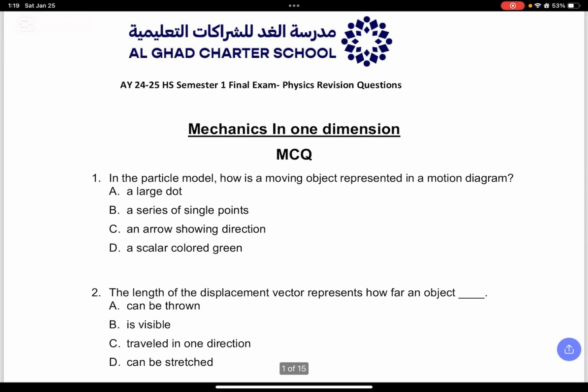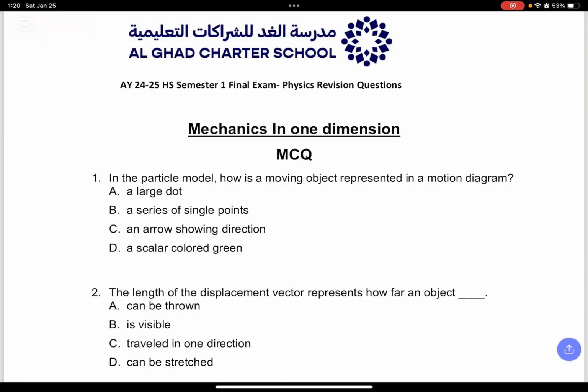In the first question, it says, in the particle model, how is a moving object represented in a motion diagram? So everybody is familiar with the particle model. It's a series of single points. Imagine you draw a box with a point and then it has more points in front of it, so it shows that it's moving. The more space between the points, the more speed, and the less space, the less speed.